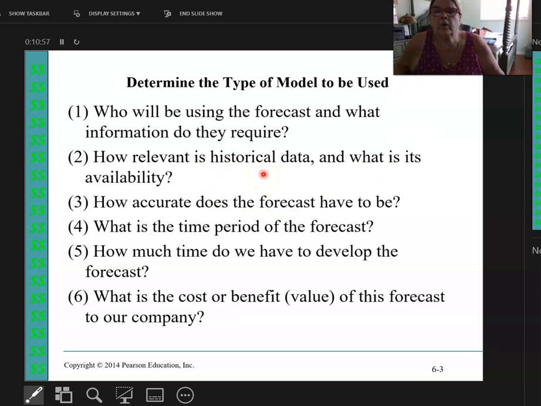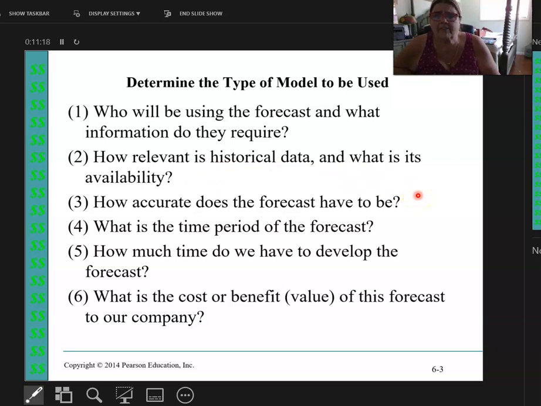Now, most people, when we forecast, we look at what we call historical data. How do I know what I'm going to need in the future? I look back at the history. Okay, so historical data, is it relevant? Does it matter? Well, if I'm a brand new company, there is no historical data. And by the way, can I get my hands on it? Is it available?